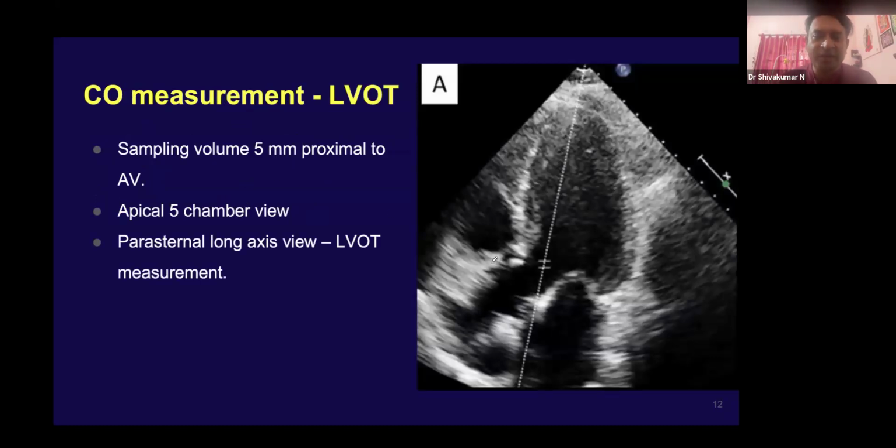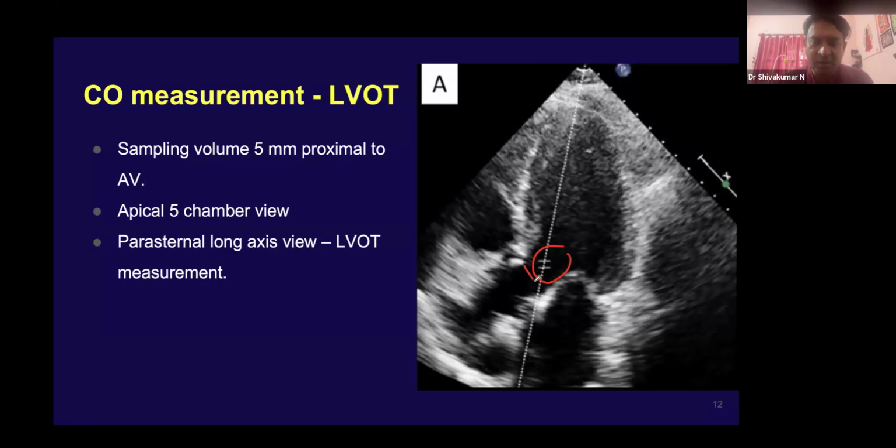This is the apical 5-chamber window. You can see the left ventricle, the LVOT area, and this is the aortic valve. You have the left atrium, and this is the LVOT. This is the Doppler beam and the pulse wave sampling volume over here. It should be at least about 5 mm proximal to the aortic valve.